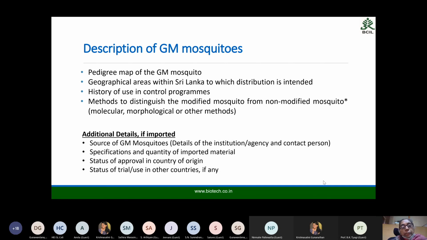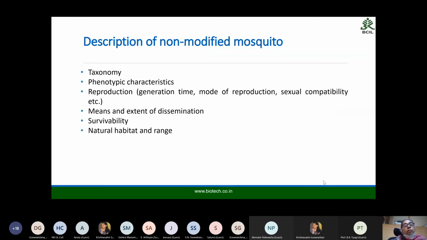In addition to that, suppose it's not locally developed but you have imported, then we should know what is the status of approval in the country of origin, status of trial in the countries, and how much quantity did you import and from where. The biology document was explained to you.